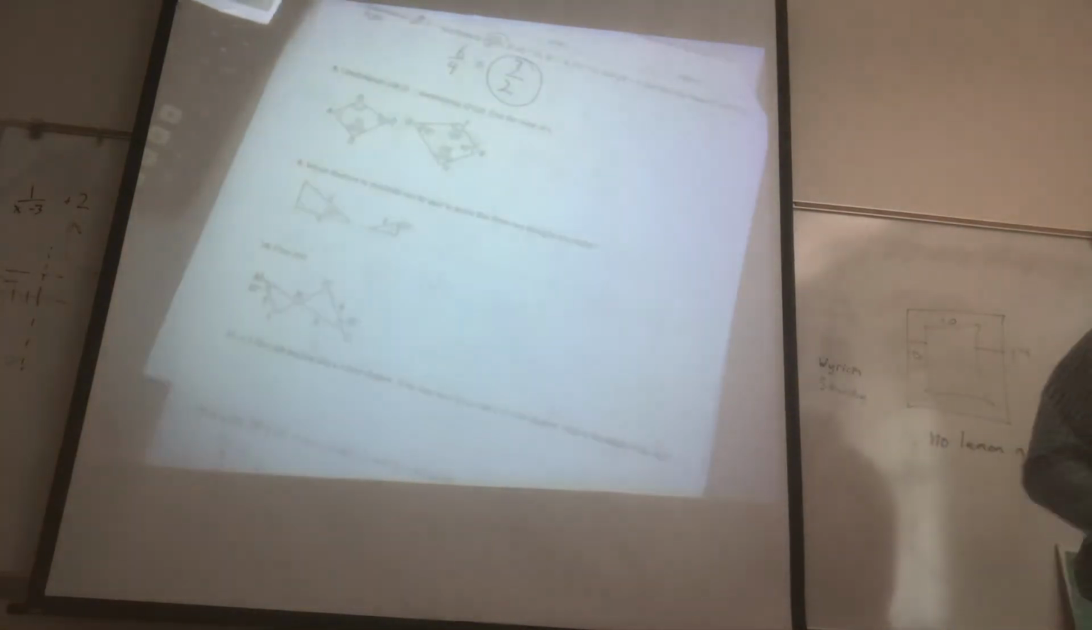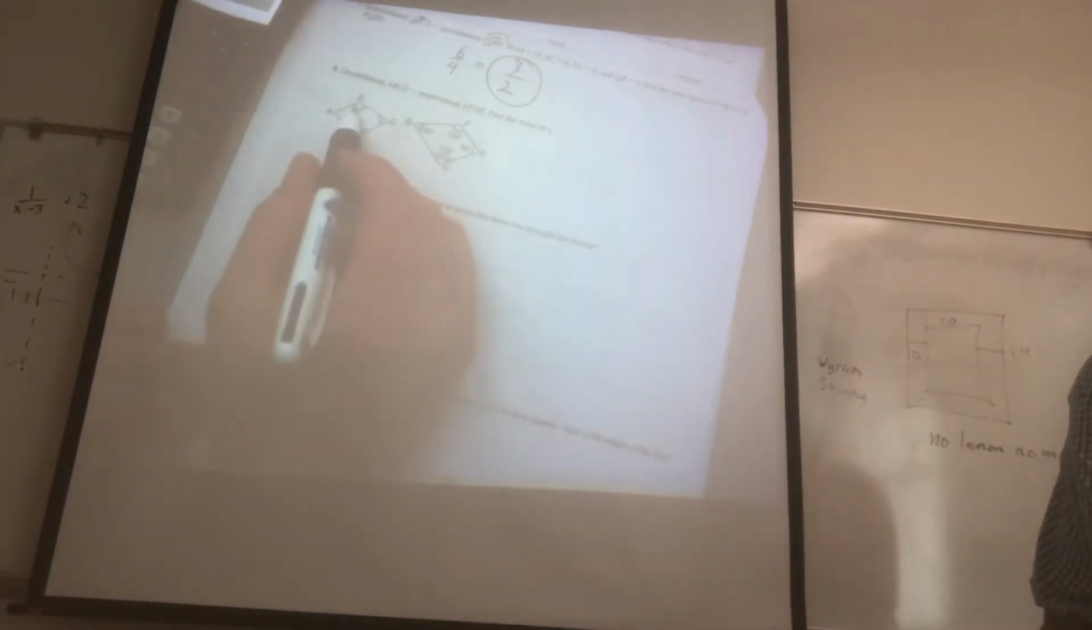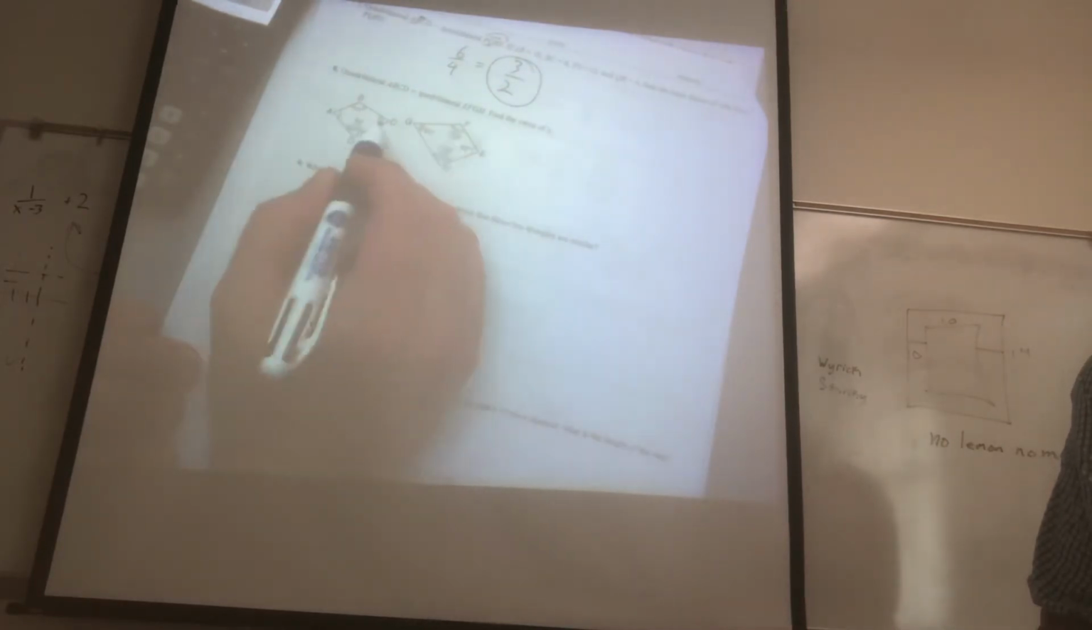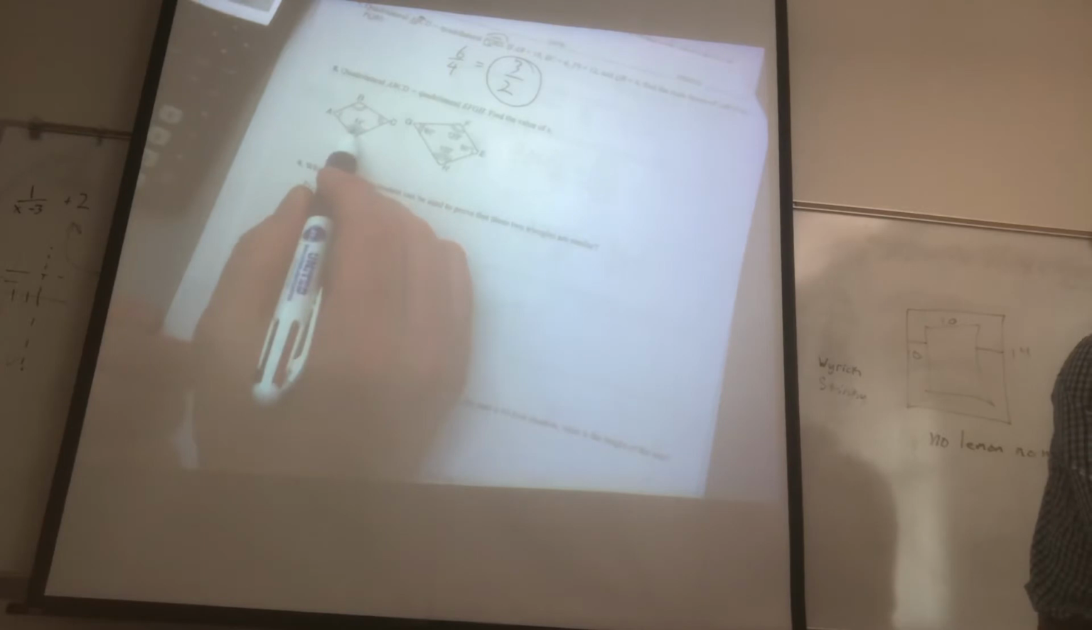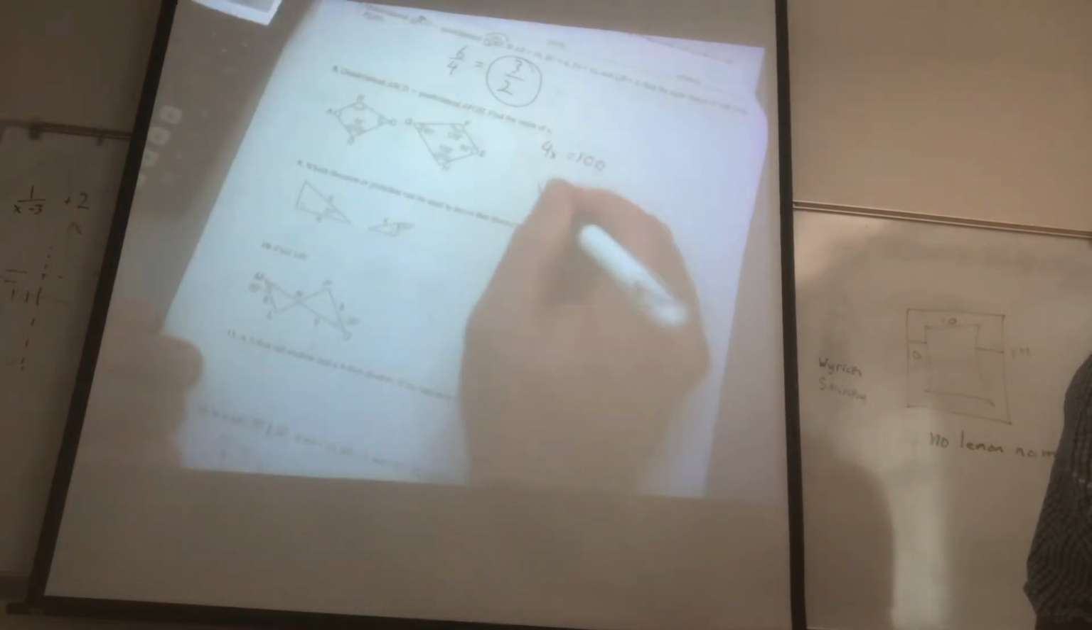ABCD is similar to EFGH. Find the value of X. All we have to do is match up the shapes. This is 1, this is 1, this is 2, this is 2, this is 3, this is 3. So 4, which is 4x, is 100. That means 4x equals 100. X is 25.